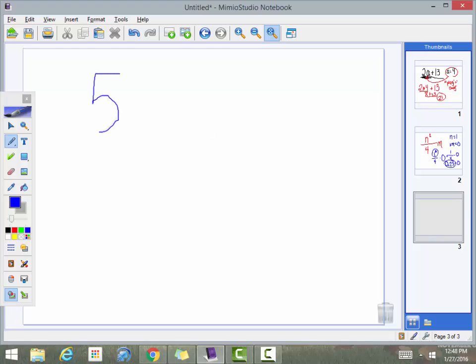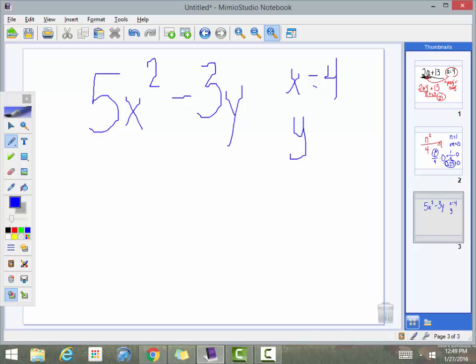Let's have a 5x squared minus 3y. X is going to equal 4. Y is going to equal 2. So here we go again. Right now we cannot solve this algebraic expression because you don't know the value of x and y until you look off to the side and you are given the values. So these are expressions, not equations.